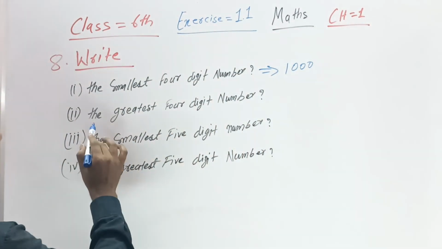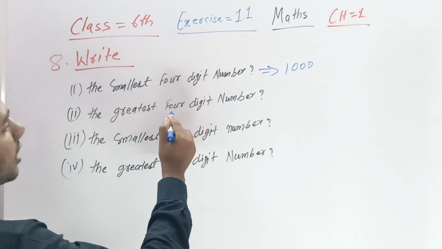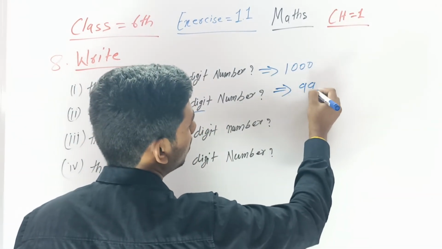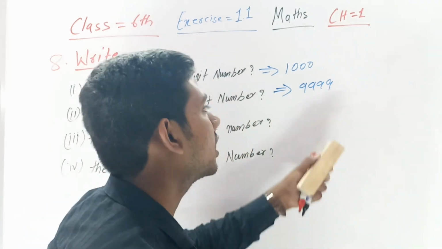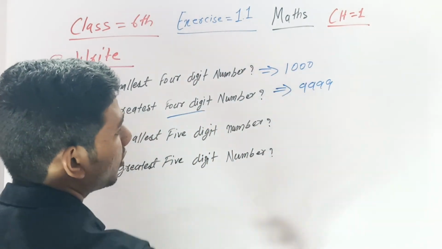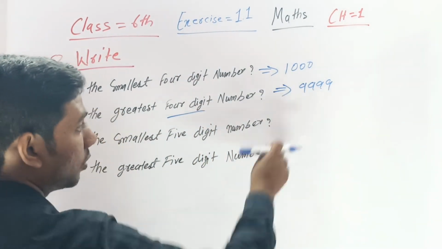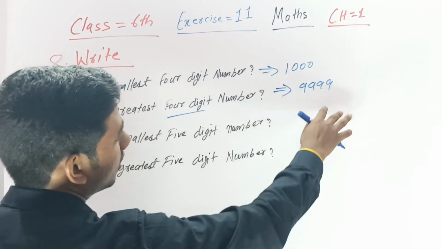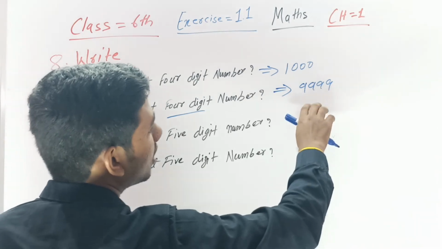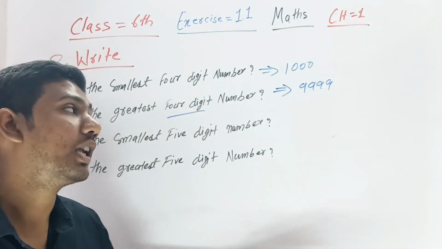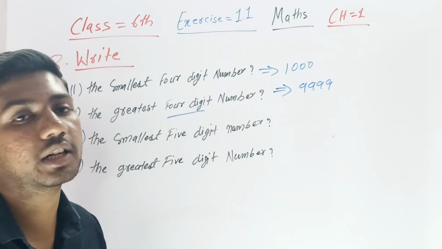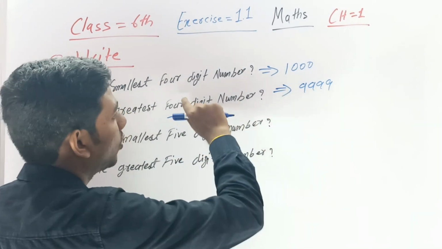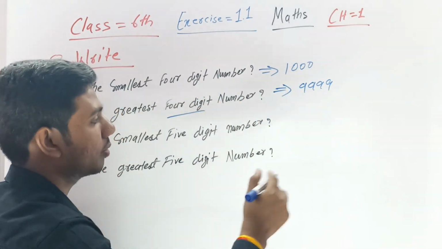So now write the greatest 4 digit number, the 4 digit greater number. This is the 4 digit greater number. If you say this is a greater number, the other is a small number. So let's count here. This is 1000, and this is 9000. Is 1000 greater or is 9000 greater? 9000 is greater. Which is less? 1000. So because of that, it's the 4 digit smaller number, and it's the 4 digit bigger number.